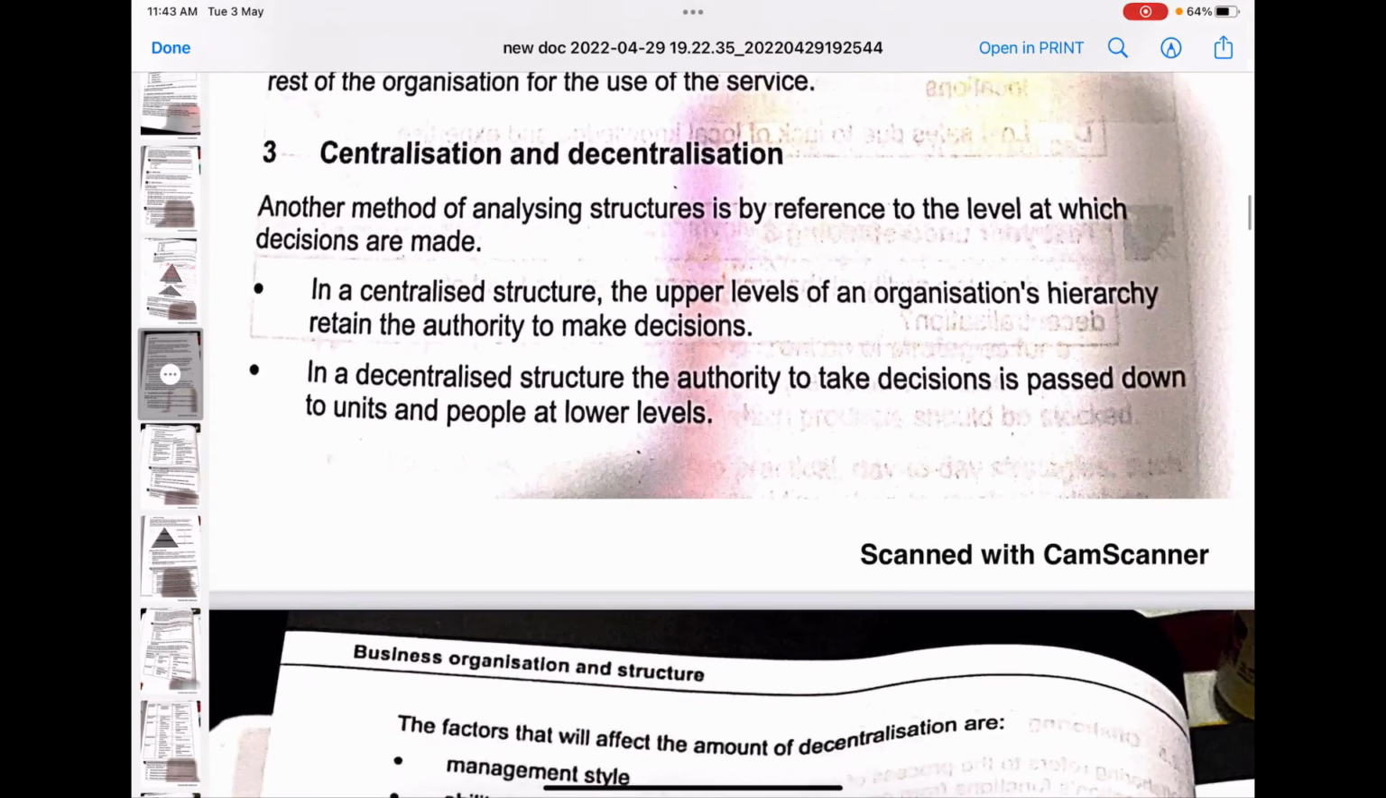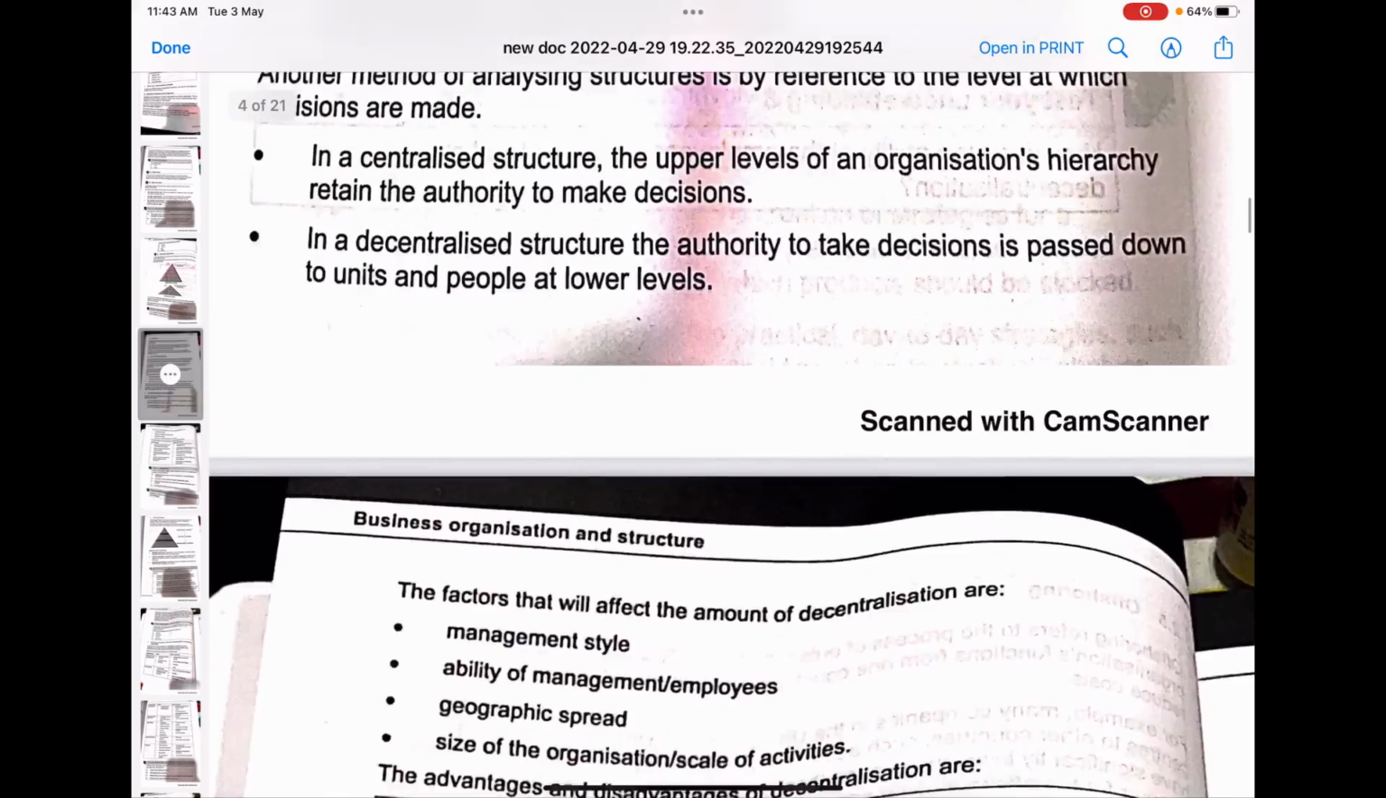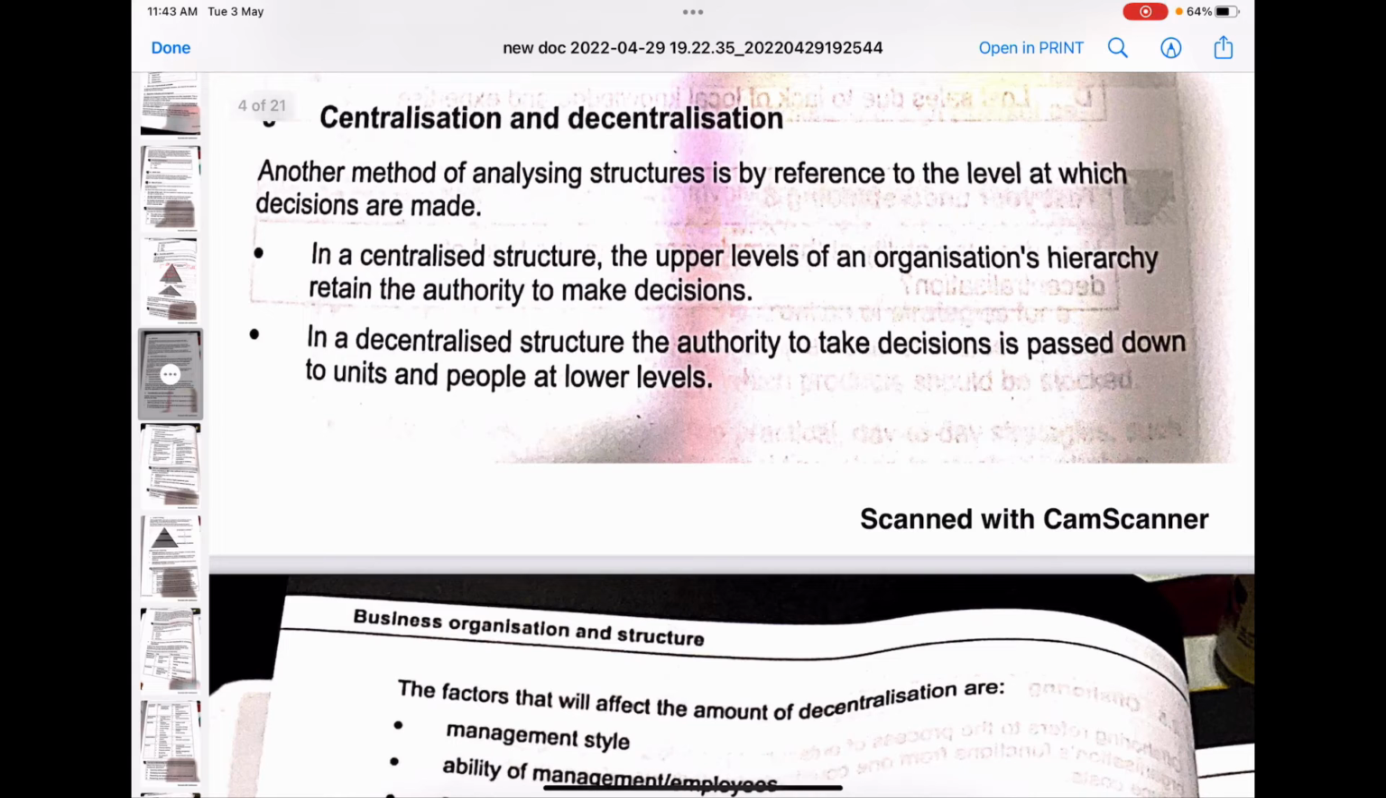Centralization and decentralization. This is a very easy topic. We've done this in earlier grades as well, so I'm just reading it out. It is very easy to understand. Another method of analyzing structures is by reference to the level at which decisions are made. In a centralized structure, the upper levels of the organization hierarchy retain the authority to make decisions. In a decentralized structure, the authority to take decisions is passed down to units and people at lower levels.